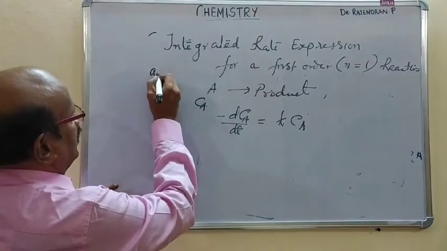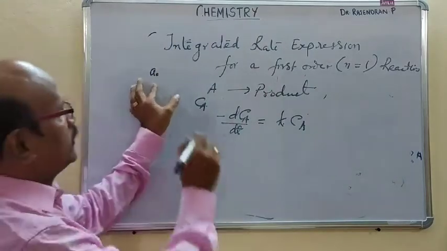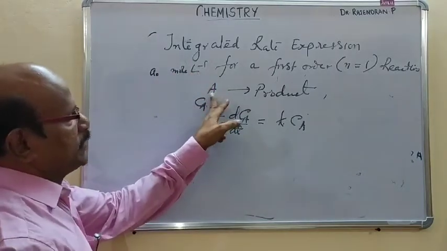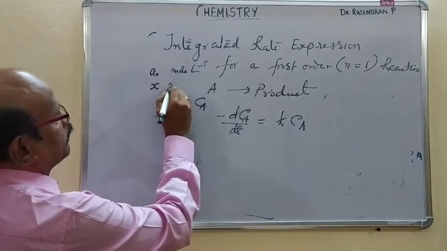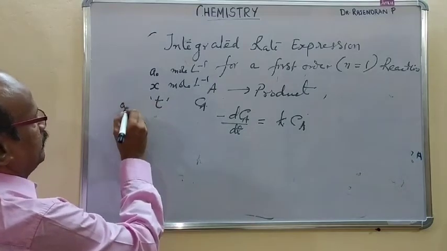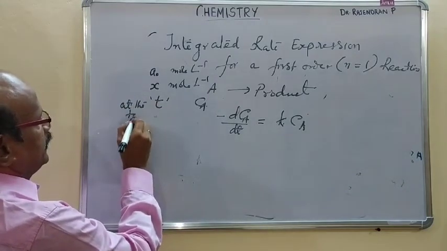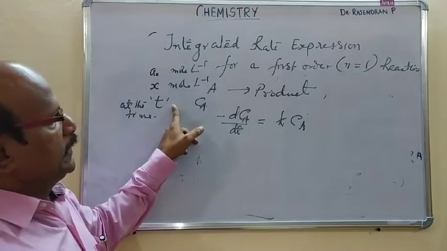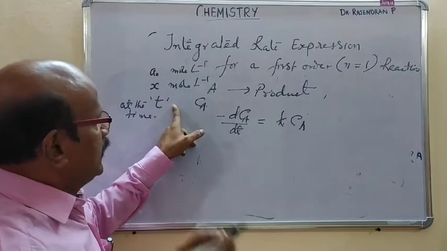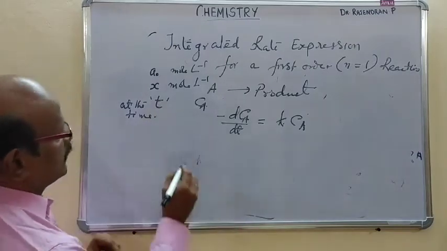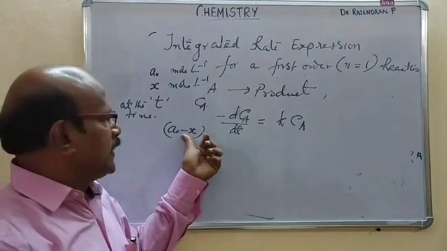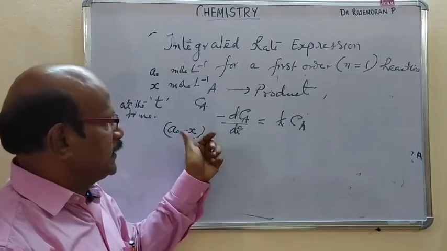Now, let us consider that A0 moles per liter be the initial concentration of the substance A, and let X moles per liter have undergone reaction at the time T. Then the amount of the substance A remaining at the time T is A0 minus X.